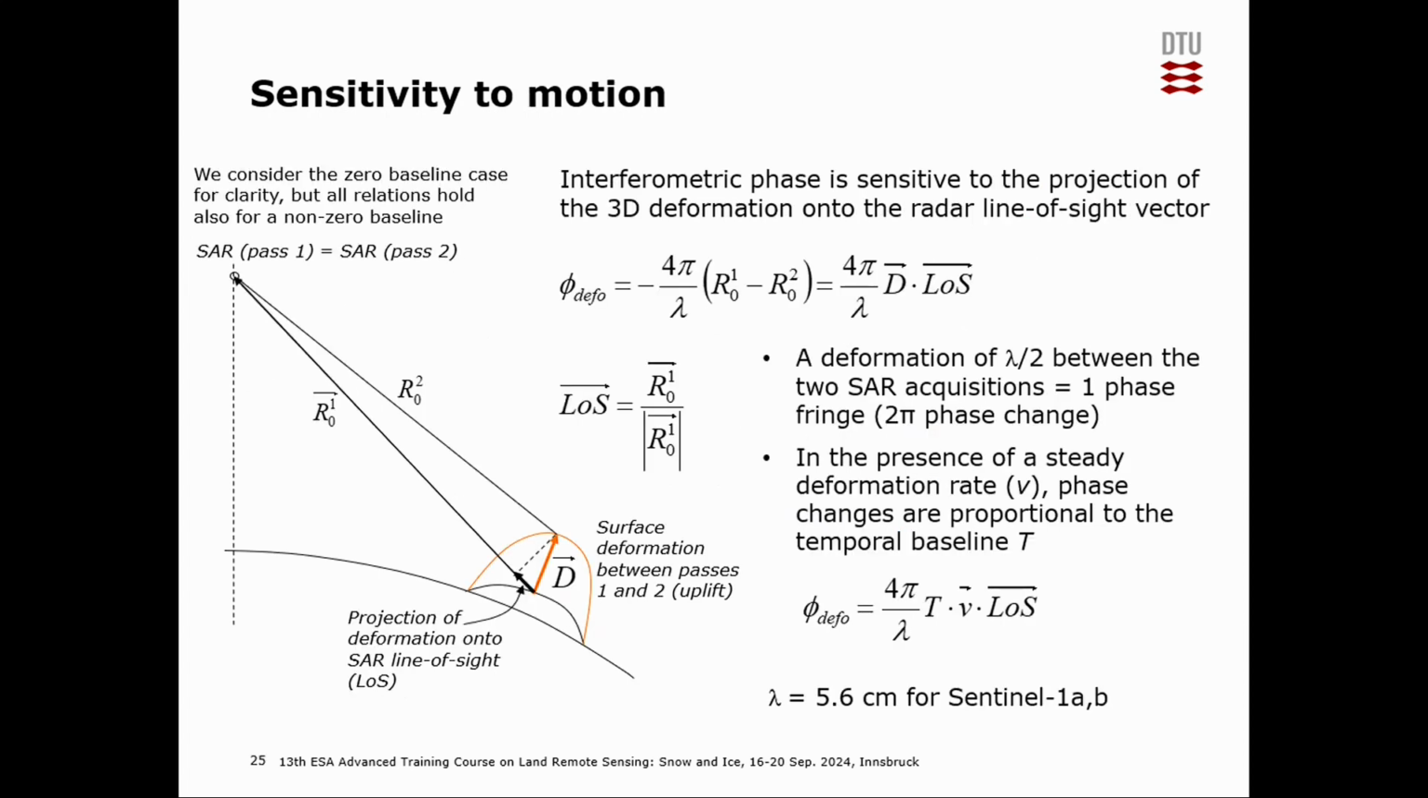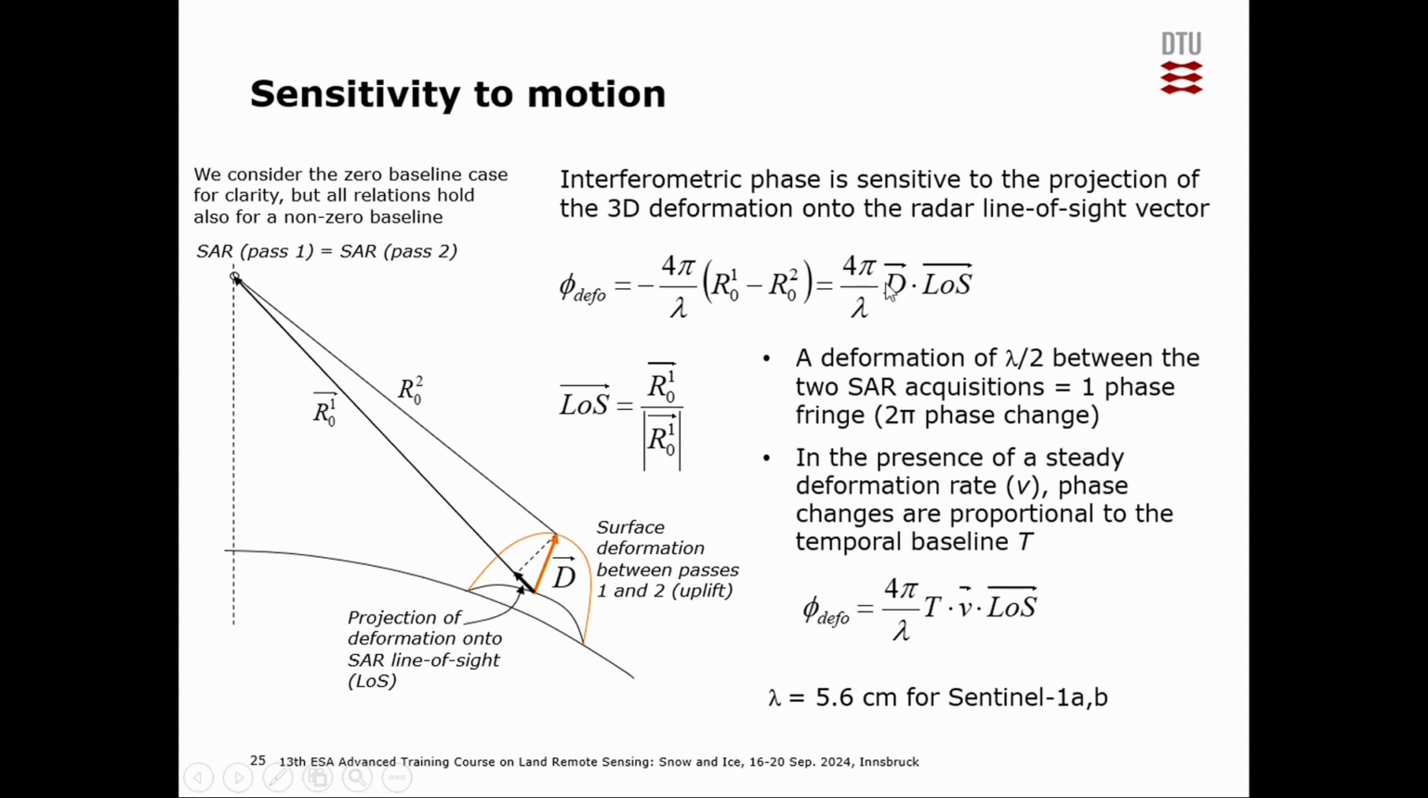What about sensitivity to motion? That's what we're interested in this lecture. Well, let's consider the case where we have a zero baseline. So at the two acquisitions, the satellite was exactly in the same orbital position. In this case, these flattening and topographic phase are zero. Still, if there's a motion, for example, this exaggerated uplift, this orange arrow, meaning there's been some inflation, strange kind of inflation here, we will measure a change in R01 minus R02, which is due to the projection of this three-dimensional motion vector onto the radar line of sight.